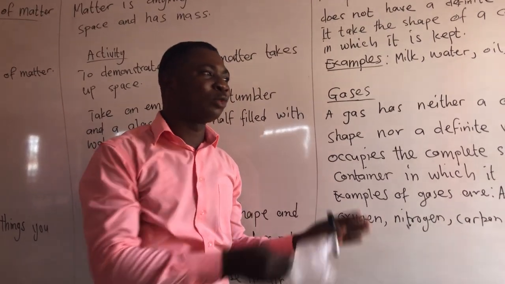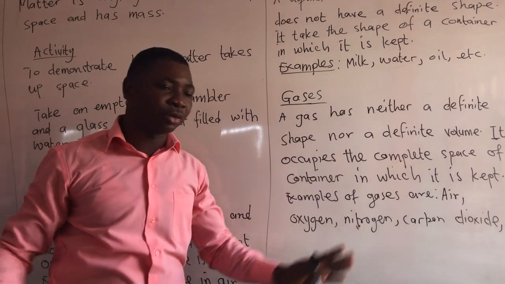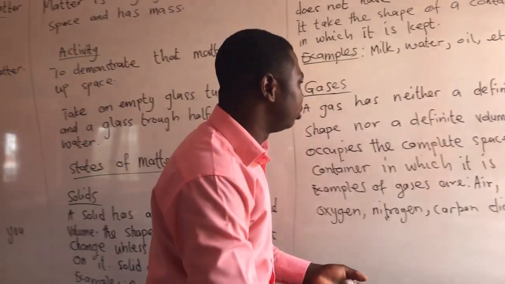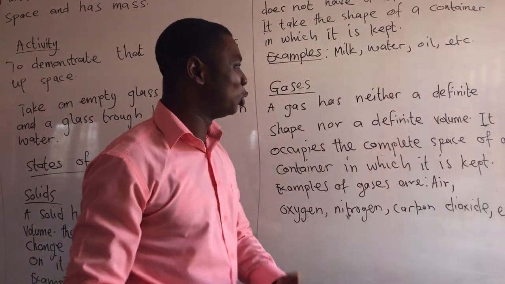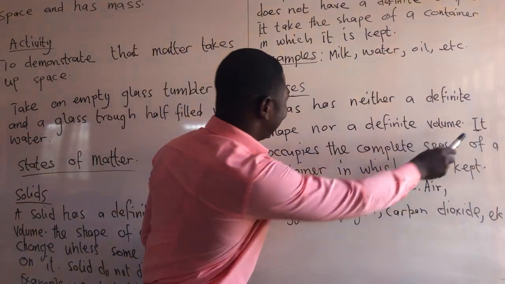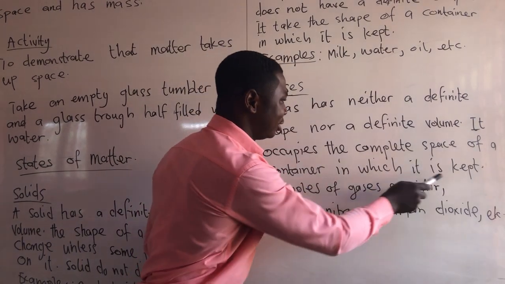So we say for air, it diffuses in the air. It spreads out. Okay? So can you measure the volume and the shape too? How can we even see the air? How can we measure it? So it's very difficult to measure the volume or the shape. And it occupies the complete space of the container in which it is kept.